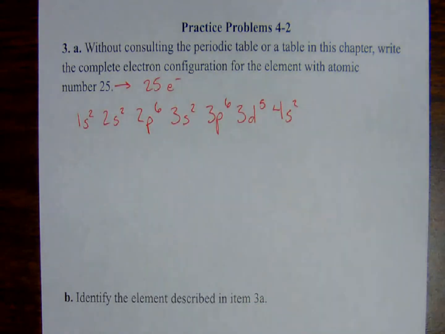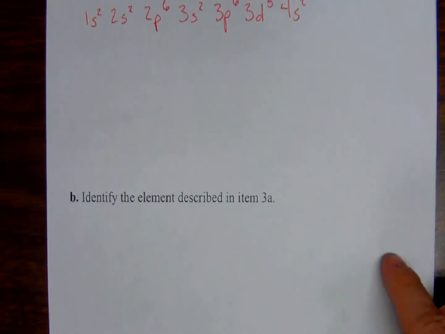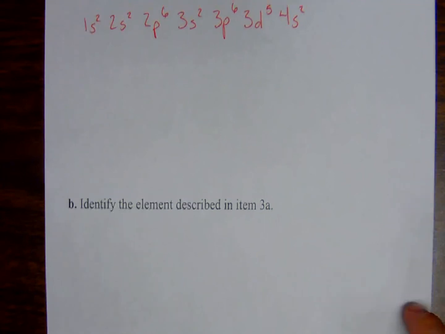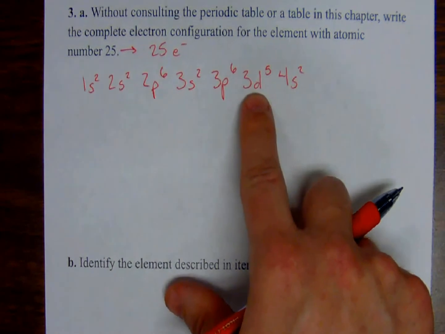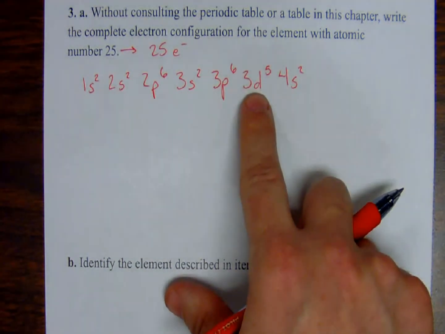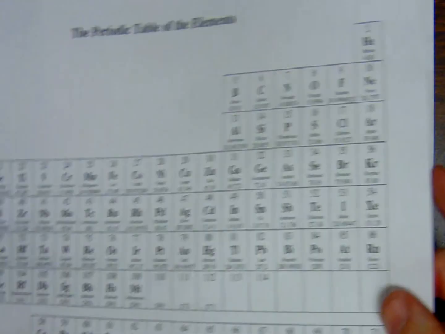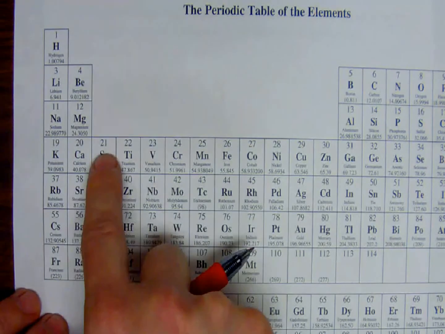All right, last question associated with this sample problem, right? Practice problem number 3b. Identify the element described in item 3a. So, what element has a highest energy electron of 3d5? So here's my 3d sublevel. Let's go 5 electrons in. 1, 2, 3, 4, 5. That is manganese, represented by Mn. Manganese.